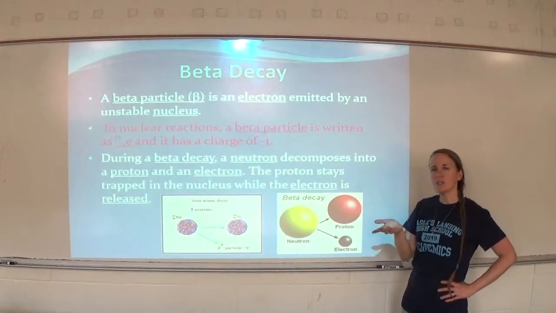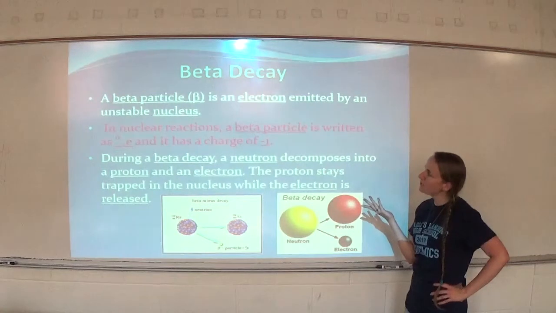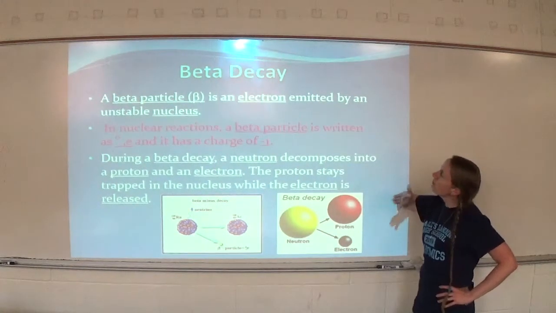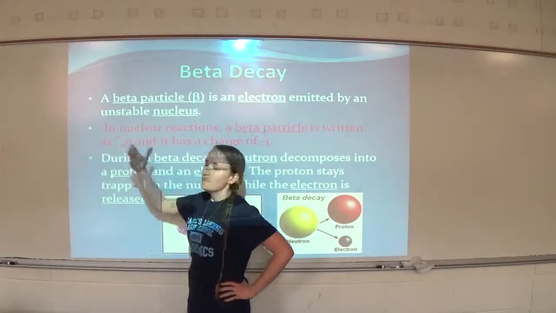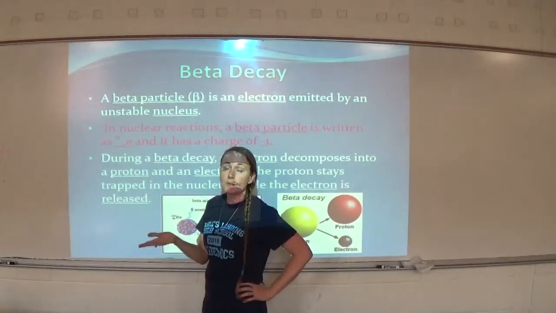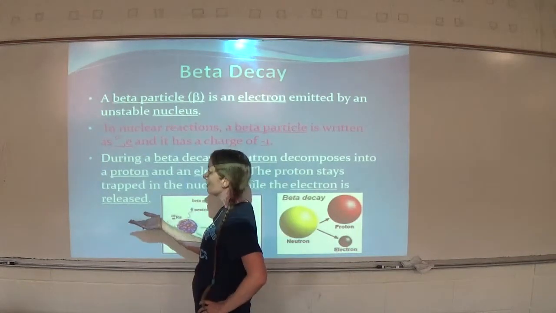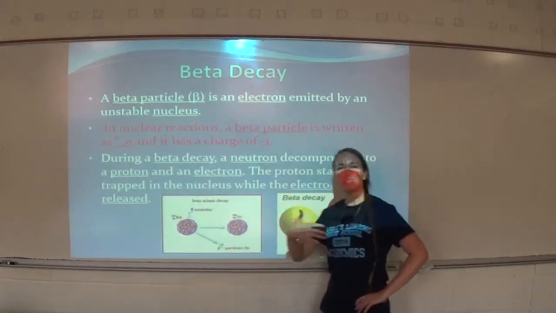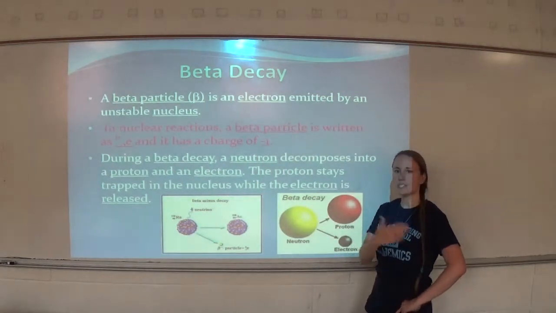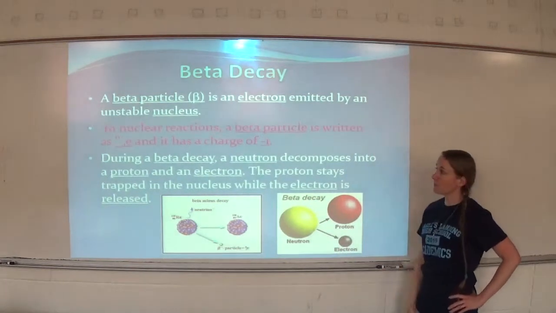That seems weird, because are electrons in the nucleus? No, they are not. So what is going on here? In nuclear reactions, a beta particle is written as an e, because it's an electron. Mass is 0, because electrons are so small they have no mass compared to protons or neutrons. And it has a -1 down here for atomic number, because it's not a proton, it's an electron, which is negative instead of positive. And then it has a charge of -1, because it's an electron.